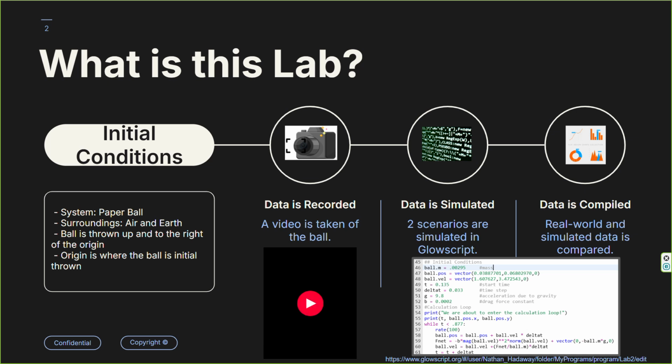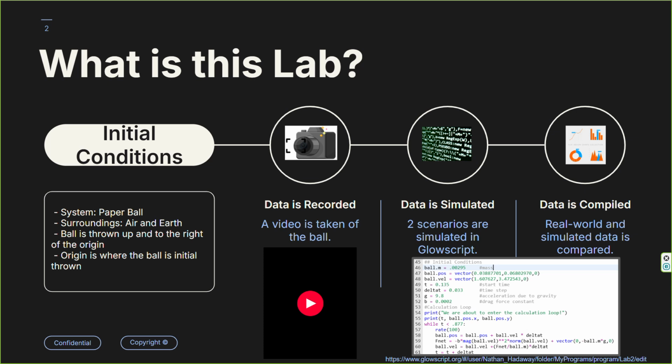Then what we did is we simulated the same experiment. We actually simulated it twice, one accounting for drag force and one not accounting for drag force. You can see all the important code below. Also, at the very bottom right-hand side, you can see the URL for my GlowScript. You can look at that if you want. It's not going to tell you too much more than I'm going to tell you right now.